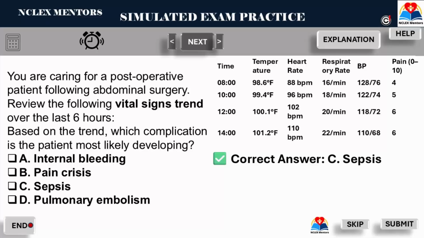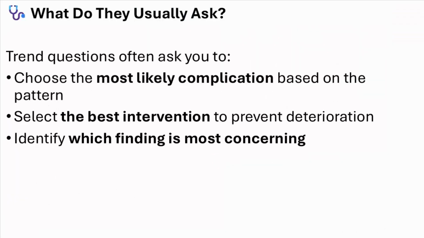That's the power of trend questions. They're not about memorizing values. They're about reading the room before the room catches fire. Key skill these questions test: they test whether you can spot a problem before it becomes a crisis, interpret patterns, not just numbers, and make safe clinical decisions using changing information.